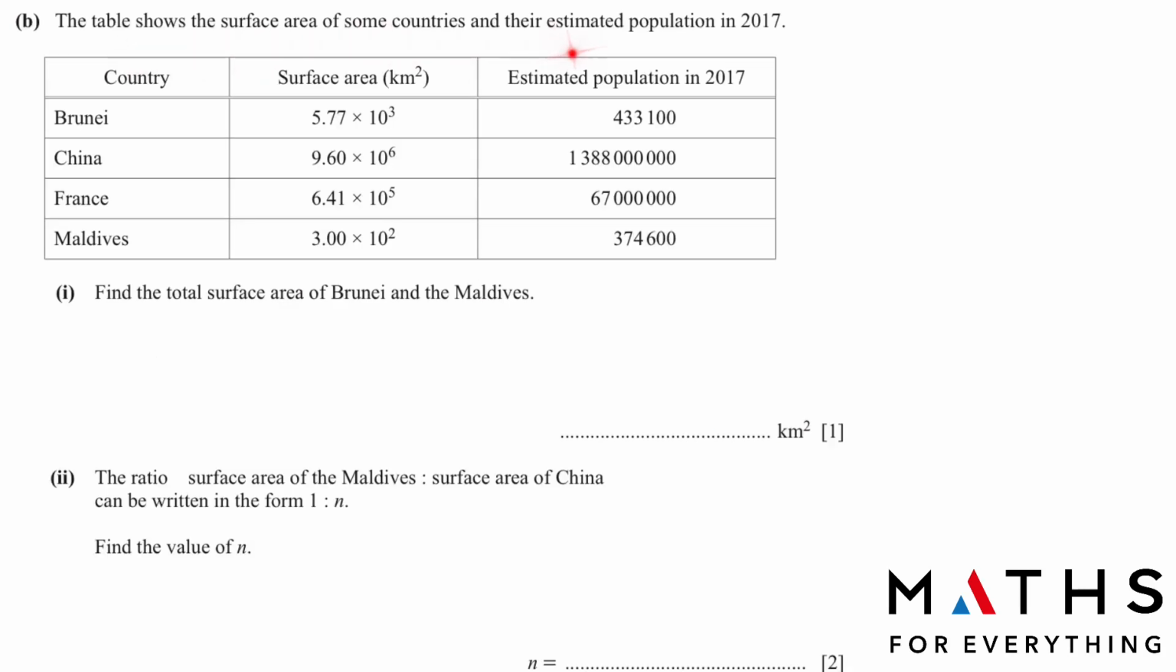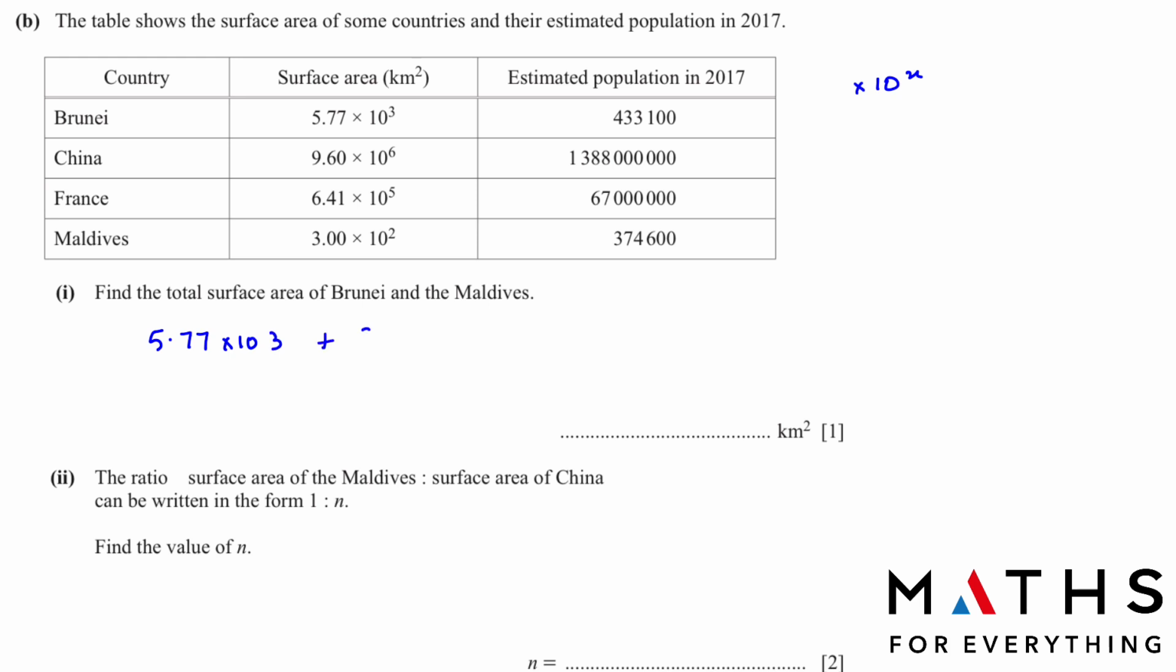The table shows the surface area of some countries and the estimated population in 2017. Find the total surface area of Brunei and Maldives. So you have to add this. 5.77 times 10 to the power of 3. In the calculator, just in the last row, you have like this. If you want to try something new, instead of writing 10 to the power of 3, you press this button and it will come something like this. And then you write your power, which is 3.